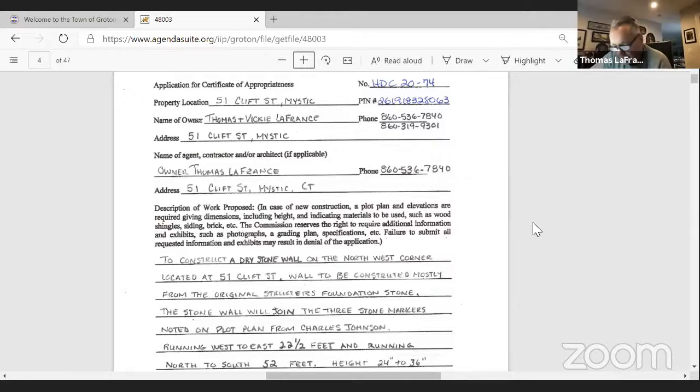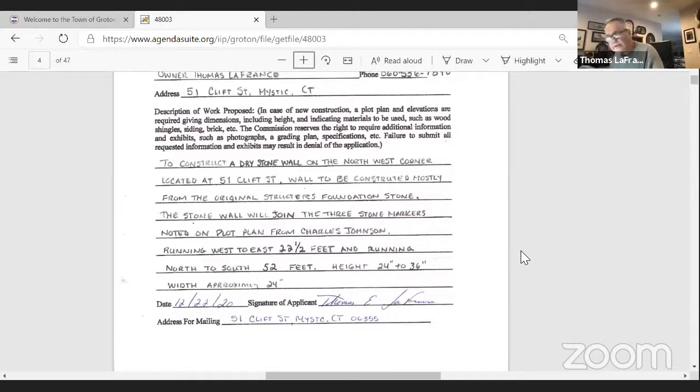So I would start by just summarizing your application, and then Peter is controlling what we see on the screen, and he's going to scroll through photos, and you can tell us what we're looking at in the photos as you describe your project. Okay. Okay. You're going to show us.